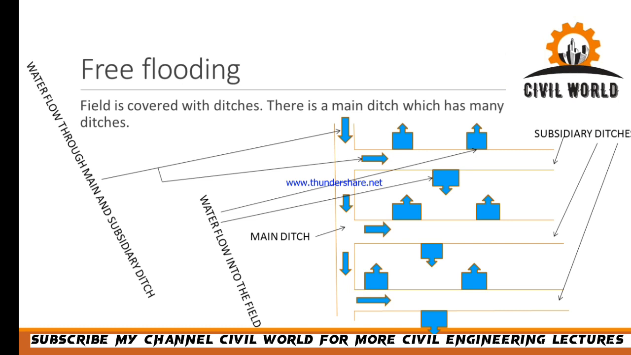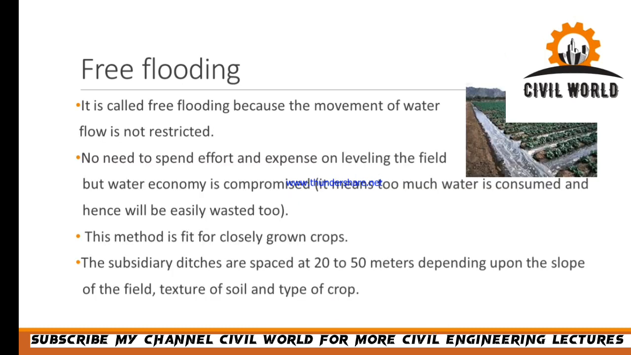I should have mentioned it over here, लेकिन फिर बहुत ज़्यादा congested हो जाना था diagram. So ये कोई इतनी बात नहीं है. Subsidiary ditches are branches of the main ditch. So you can give out these branches at a distance of 20 meters, 30 meters, 40 meters, 50 meters, whatever you like, depending upon the slope of the field, texture of soil, किस texture का, and type of crop.